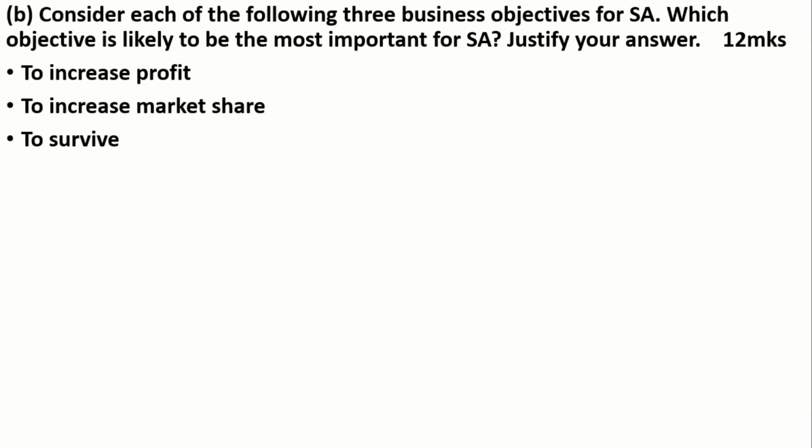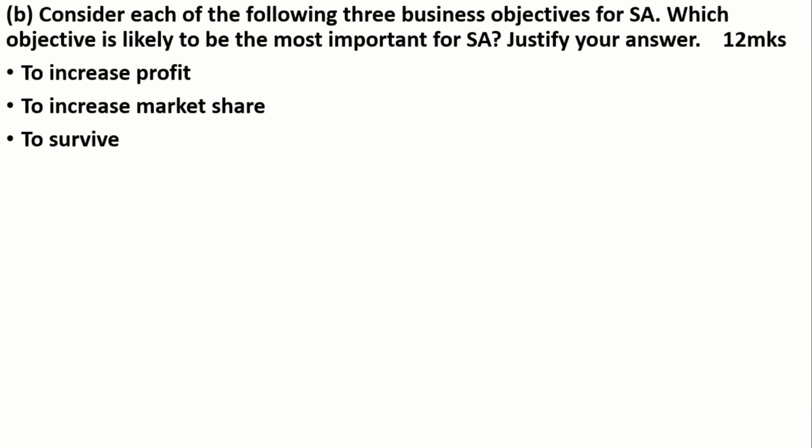For example, in this case, consider each of the following 3 business objectives for SA. Consider that, full stop. And then you start answering. Just stop there and start answering: increase profit, increase market share, survive. And then the other bit of the question, which objective is likely to be the most important for SA, you're going to answer that question in your recommendation, in your conclusion.